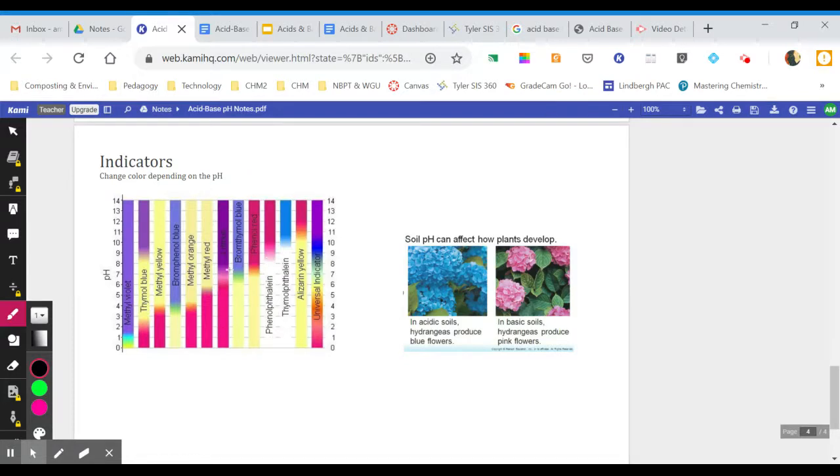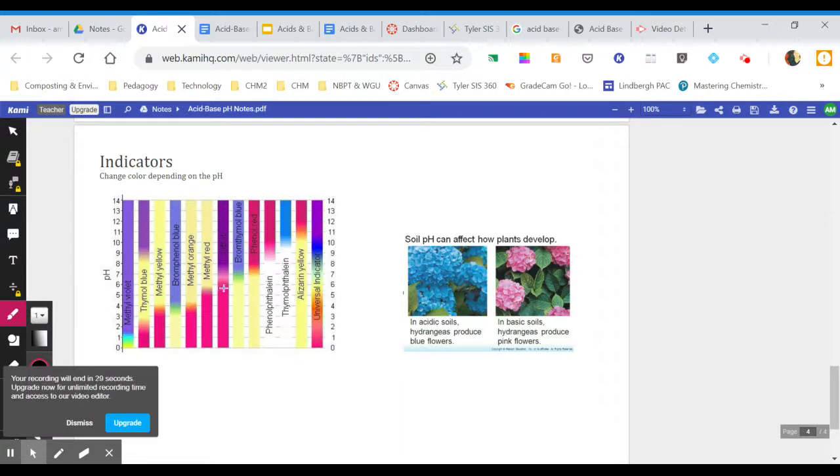The one that you're probably most familiar with, you can't actually see the word very well, is litmus. Litmus paper is a pink or red color when it's an acid, and it's a blue or purple color when it's in the presence of a base. And so litmus is very well known. But there are lots of other indicators, and there are some indicators that actually occur in nature, like these hydrangeas.